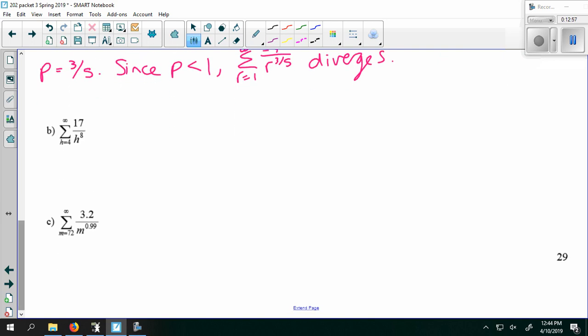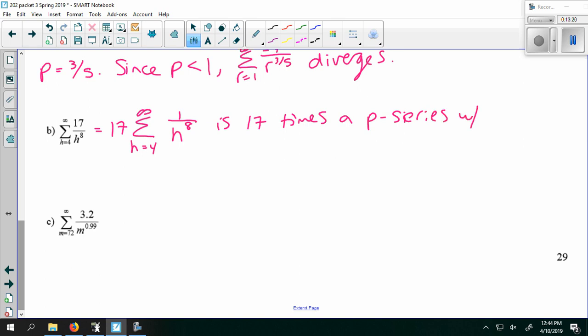Okay, again, the 17 does not really matter. Pull it out of the sum if you want. Okay, this is a p-series. It is 17 times a p-series with p equal to 8. Since p is bigger than 1, my sum converges.